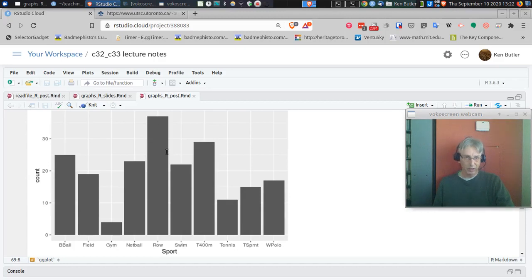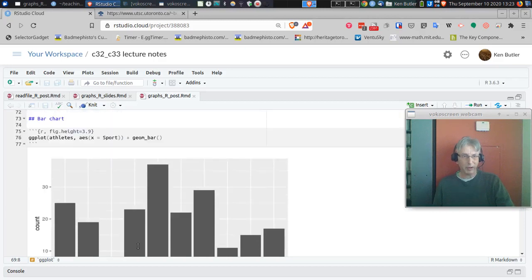So there were pushing 40 rowers, rowing being the tallest bar, some of them male, some of them female. There were only 4 gymnasts. They were all female, as it turned out. So this gives you a quick picture of one categorical variable, the simplest kind of graph. How many are in each level? How many athletes played each sport? So that was the simplest kind of graph.